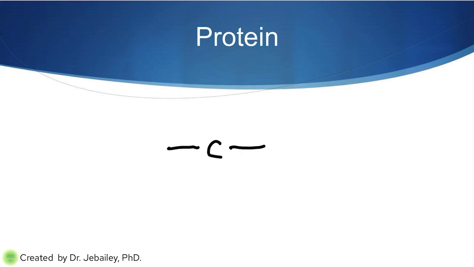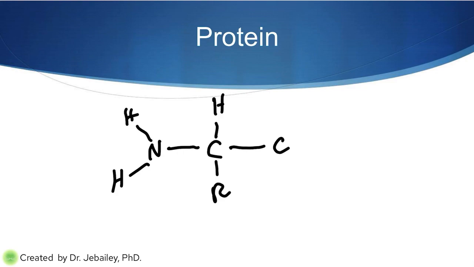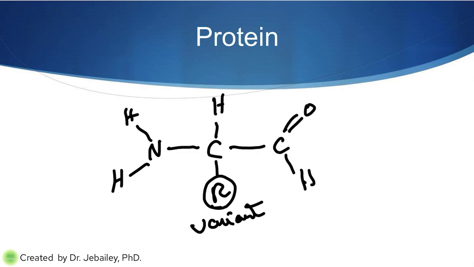So on one side, the carbon can be connected to a nitrogen with a hydrogen on the sides. And then on the other side, it can be connected to another carbon. It can also be connected to a hydrogen here and down here to the R variant. This guy means I can be substituted. That means I can interchange with different types of structures. So usually we call it the variant. Okay, and then this carbon here will be connected to an oxygen and connected to a hydrogen.